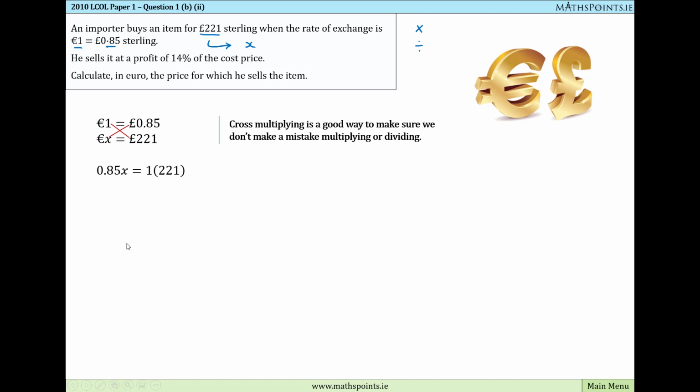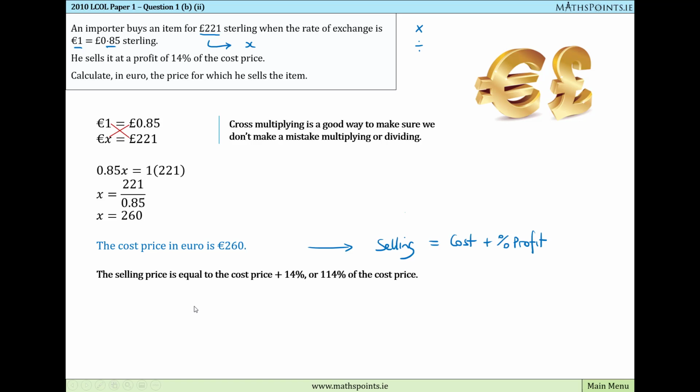We divide both sides by 0.85 and we get that X is equal to €260. So the cost price of the item that the importer has bought is €260. The selling price of an item is equal to the cost price plus the percentage profit. So what we have to do is calculate 14% of €260 and add it on to the cost price. An easier way to do this is to find 114% of the cost price.